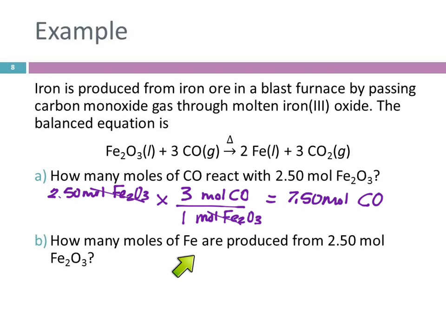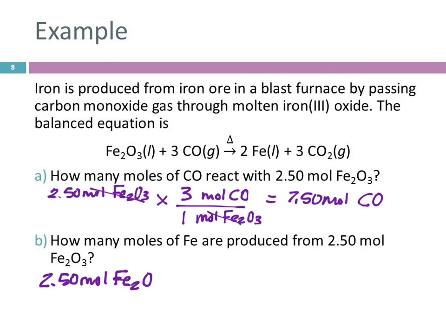How many moles of iron are produced from that 2.50 moles? Using this equation, we can establish a relationship between any 2 of the substances. 2 reactants, like we just did, a reactant and a product, or 2 products, any combination. So the balanced chemical equation is a great source of unit factors for these calculations.